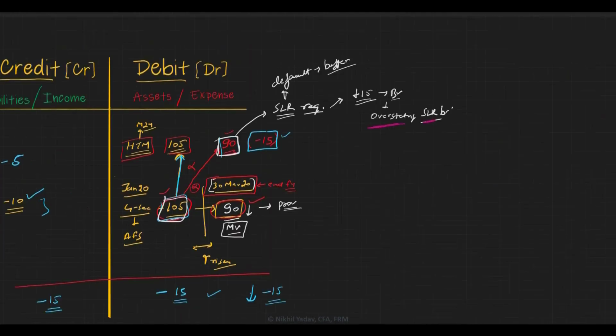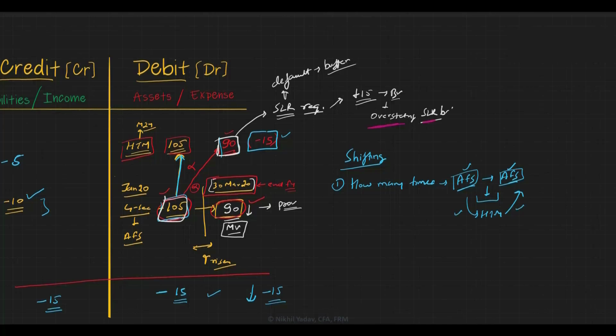Few other pointers related to shifting include you need to check how many times the security was shifted. It is very possible that you may see a security under the AFS category at the beginning of the year and under the same category at the end of the year, but it might have moved to other categories during the year. Don't just look at the beginning of the year category and the end of the year category. It might have moved to HTM and then again come back. So all those times shifting happened, the guidelines need to be followed. Second thing is you have to be very careful while looking at the shrinkage of the book value or the reduction in the size of balance.